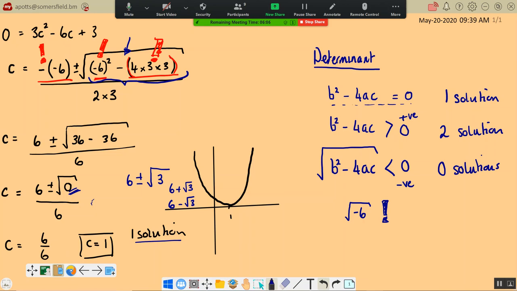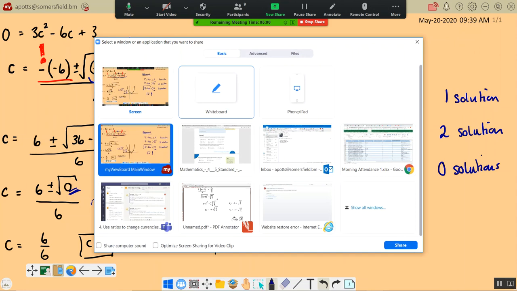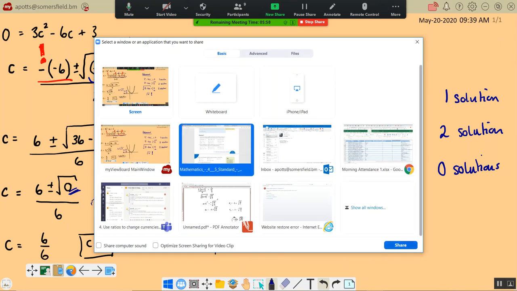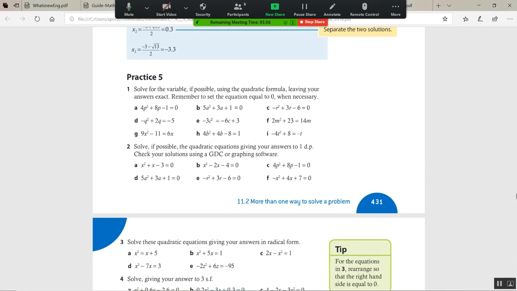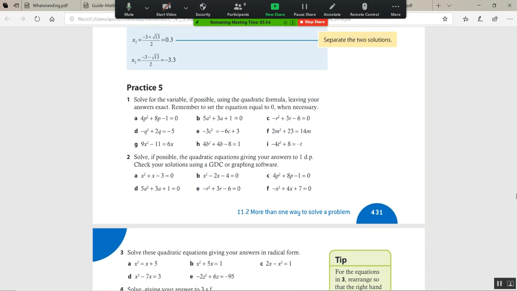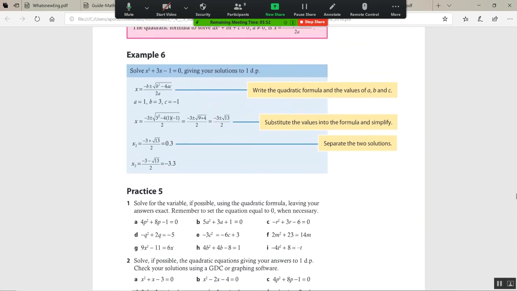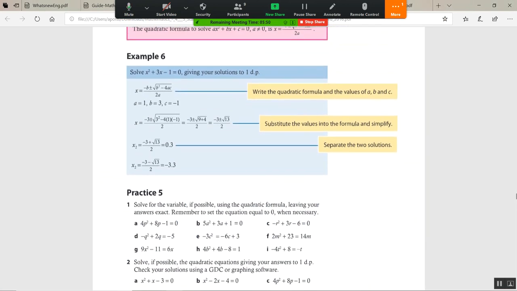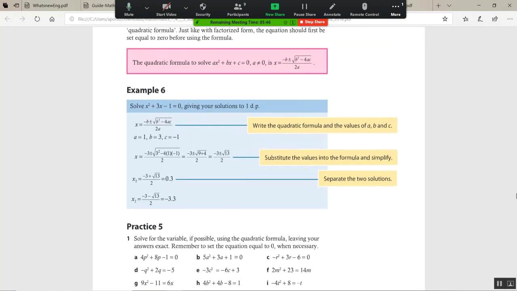So I believe your next phase then is in your textbook, practice 5. You can see up here, in the examples, the kind of things, giving your answers to decimals and stuff. All right, who's chatting?